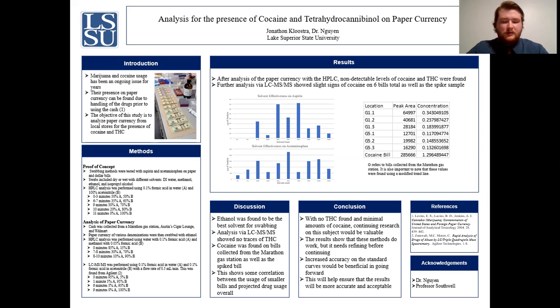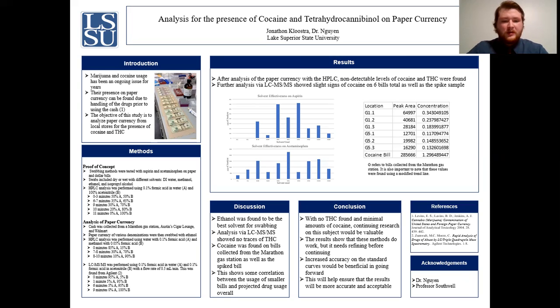And then the results of this part of the study were used to analyze paper currency that was collected from a Marathon gas station, Austin Cigar Lounge, and the local Walmart in Sault Ste. Marie, Michigan. These bills were of different denominations: ones, fives, tens, and 20s.